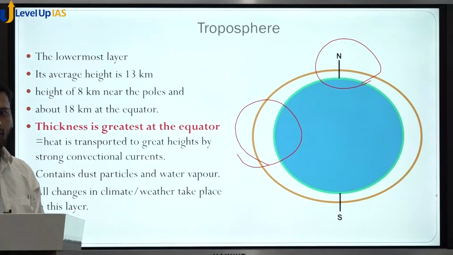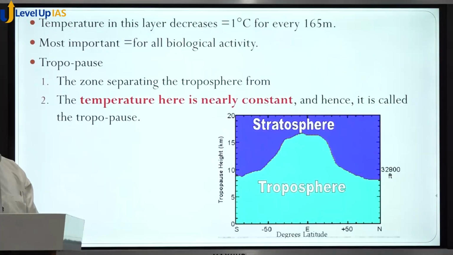Getting it? Okay. So the average height is 13 kilometers. The equator has up to 16 to 18 kilometer thickness and the poles have an 8 kilometer thickness. Getting it? So all the weather phenomena, whether it is a cloud, a storm, or a snowfall, all is happening in the troposphere. Understood? Okay. So now the next layer is the stratosphere.